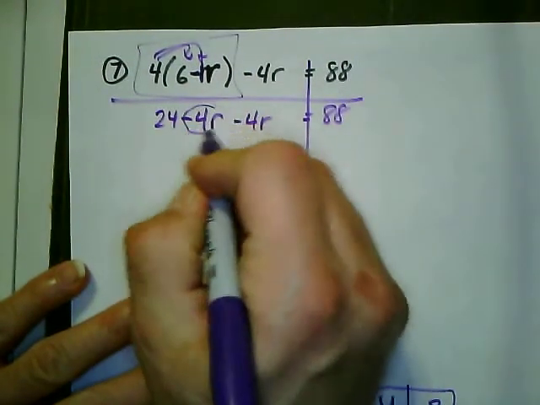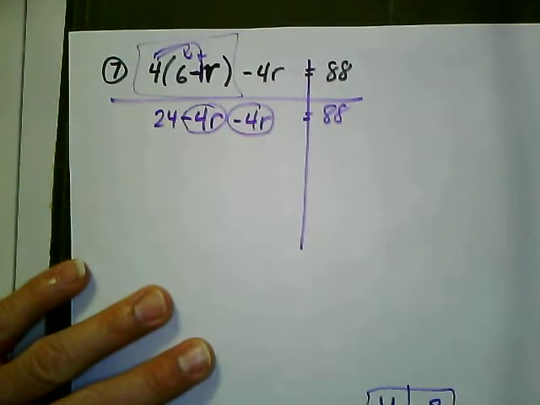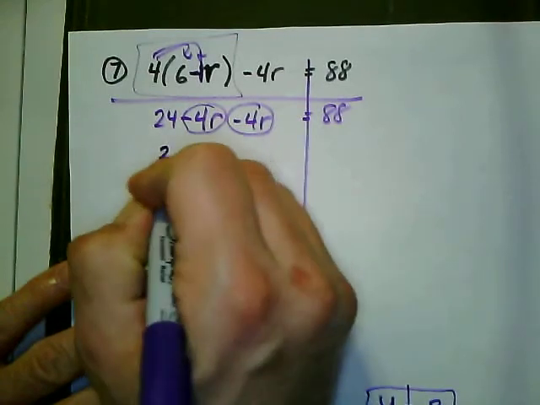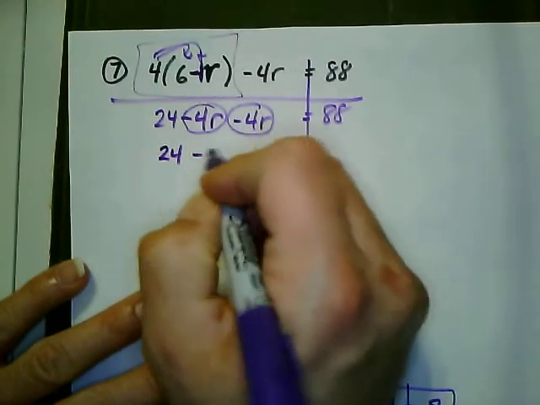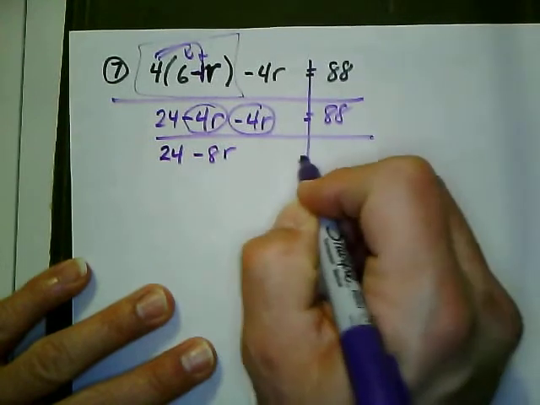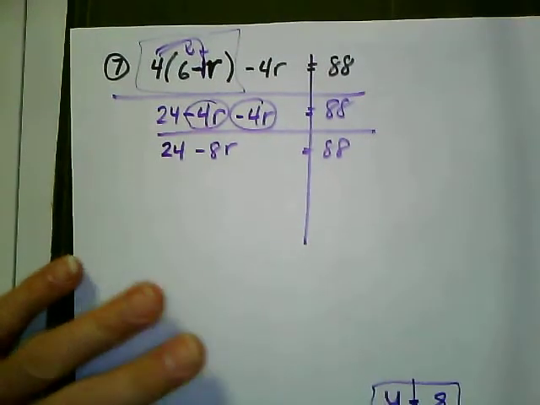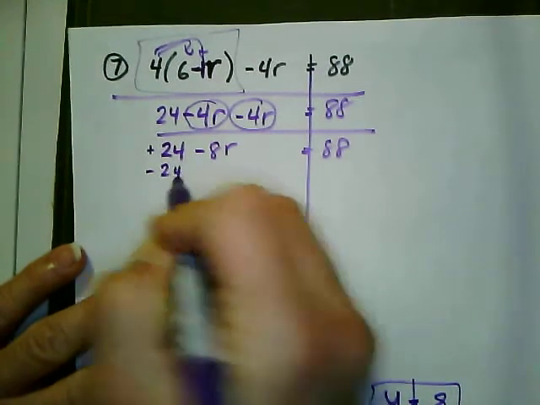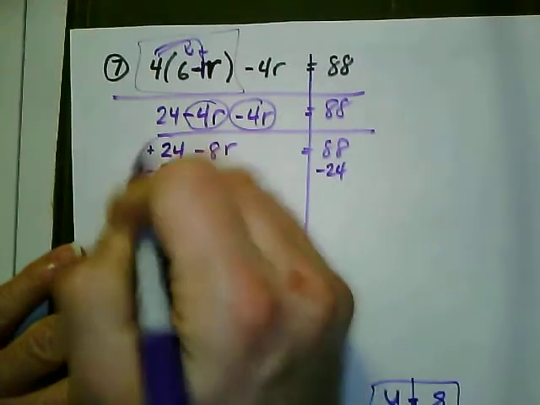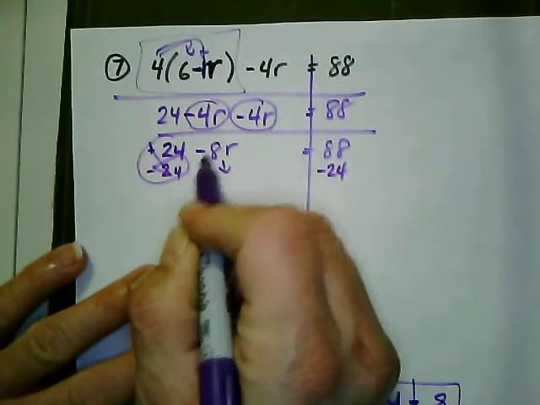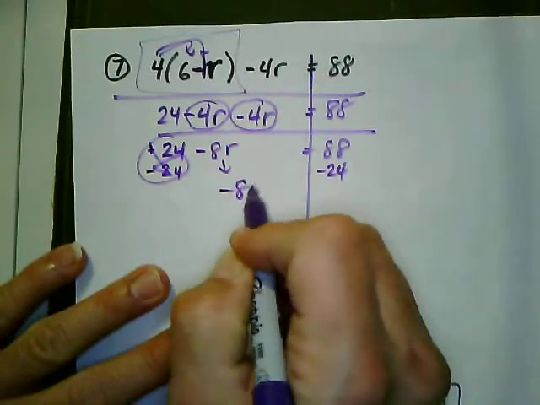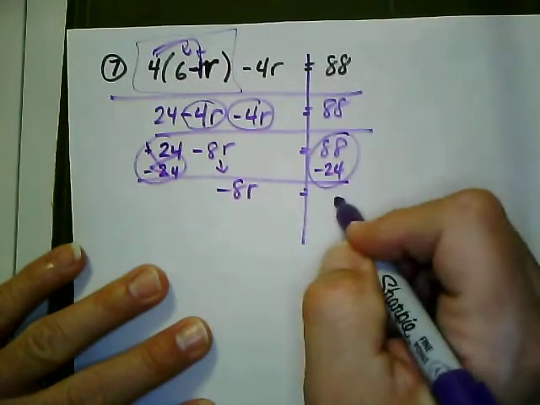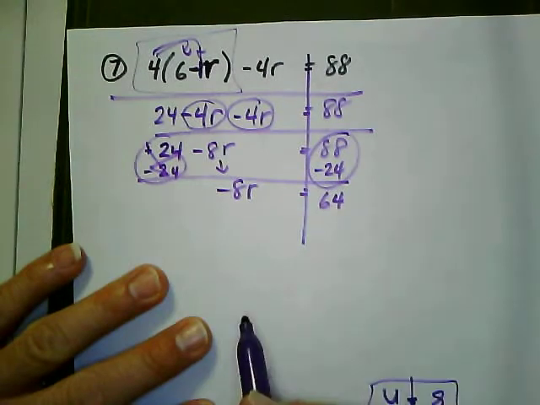And combine like terms. We combine the ones that have the r's. This one doesn't, so 24 stays. So -4 plus -4 is -8r. Bring down the equals and the 88. That -8 is attached to the r, so we look over here. That's plus 24, so we subtract 24. We bring down, make sure we're bringing that negative with it. So it's -8r. And 88 minus 24, 64.